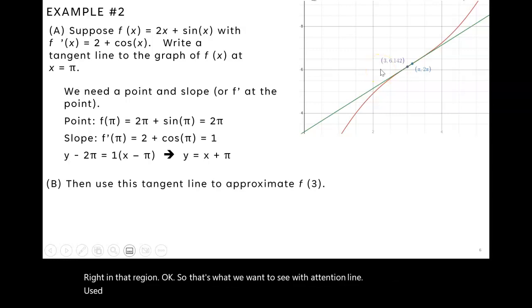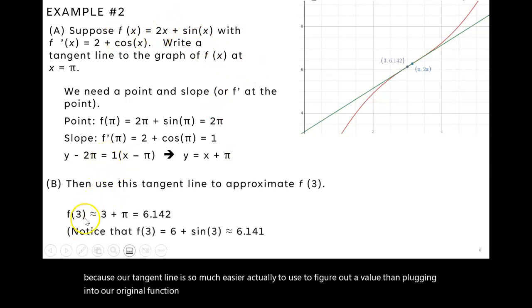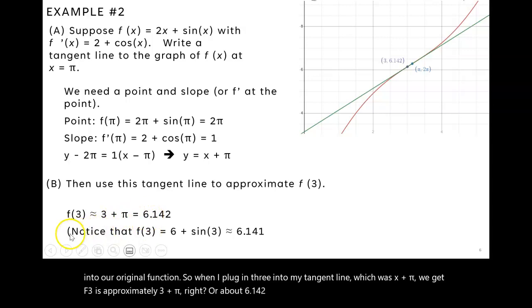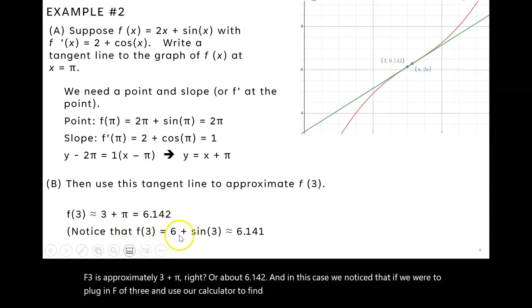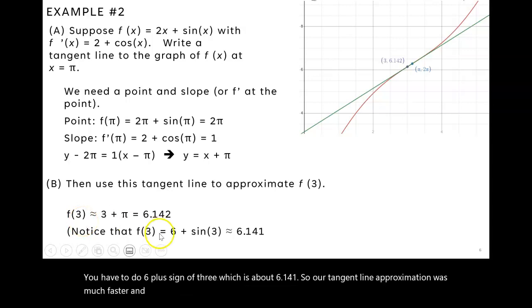Use this tangent line to approximate f of 3. So you can see how this might be helpful because our tangent line is so much easier actually to use to figure out a value than plugging into our original function. So when I plug in 3 into my tangent line, which was x plus pi, we get f of 3 is approximately 3 plus pi, all right, or about 6.142. And in this case, we notice that if we were to plug in f of 3 and use our calculator to find this out, we had to do 6 plus sine of 3, which is about 6.141. So our tangent line approximation was much faster and still pretty accurate, which is what we want to see.